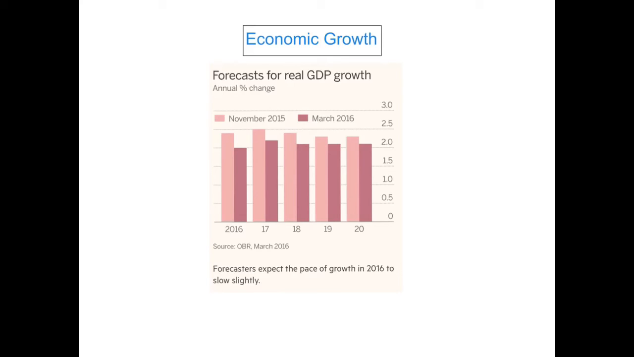So the one thing I would say about this, of course, is that these are only forecasts. And as in most cases, these forecasts tend not to be what actually happens in reality. So they could be worse than this, they could be slightly better.